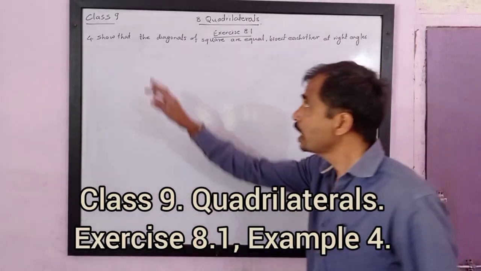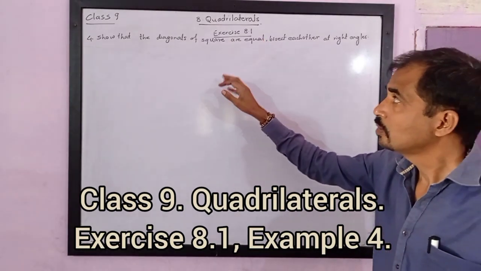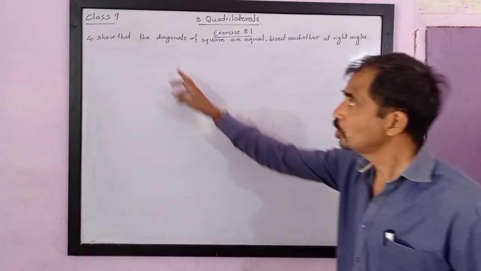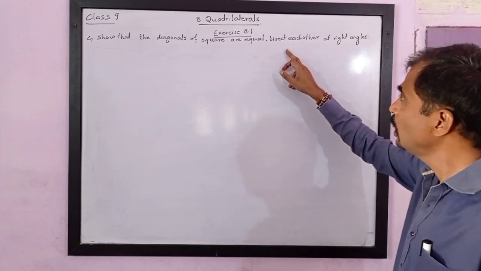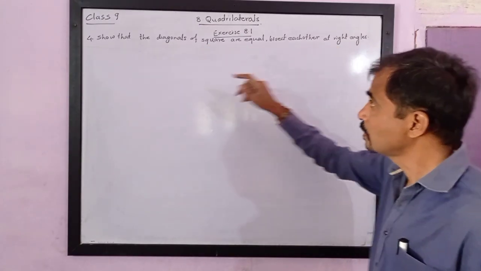Dear friends, in class 9 we are studying the 8th lesson, Quadrilaterals, and in exercise 8.1 we have the fourth question. Show that the diagonals of a square are equal and bisect each other at right angles.